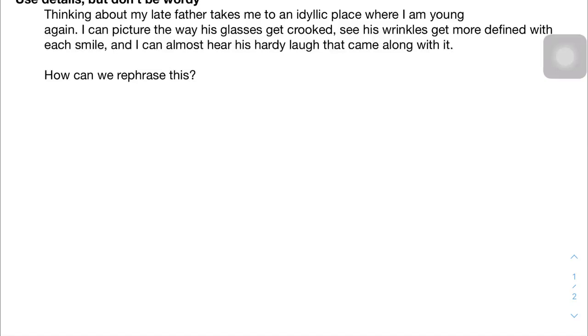And here is an example. "Thinking about my late father takes me to an idyllic place where I am young again. I can picture the way his glasses get crooked, see his wrinkles get more defined with each smile, and I can almost hear his hearty laugh that came along with it." So it's really descriptive about the father's face and what happens when he laughs and smiles. It's not so descriptive of that idyllic place. It could be a good idea to talk about it if that's what you really want to share with your audience. But how can we rephrase this?